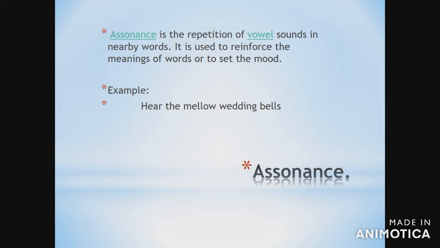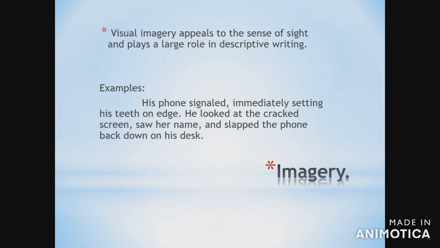So in the example here, "the mellow wedding bells," we can see E in every word. In mellow, the second letter is E. In wedding, the second letter is E. In bells, the second letter is E. So we can see the repetition of vowel. Leave the sound for now, we can see the repetition of vowel in the example.